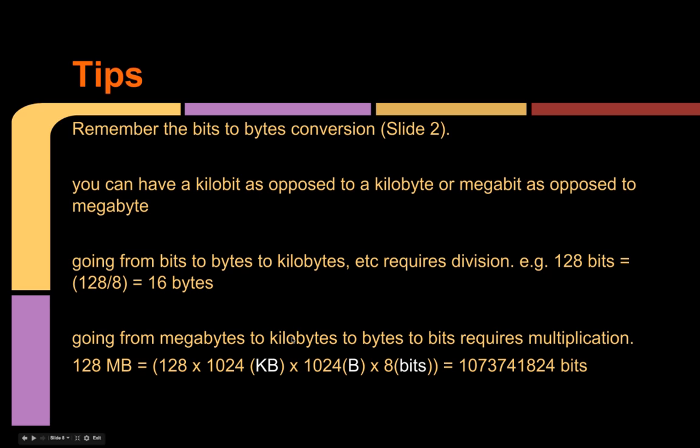Going from megabytes to kilobytes to bytes to bits requires multiplication. So we've got 128 megabytes, so I've times it by 1024 to get to my kilobytes, times it by 1024 to get to my bytes, and then times by 8 to get to my bits. You can see that's a rather large number just for 128 megabytes. So I'm hoping that sort of clarifies exactly how you calculate these numbers.